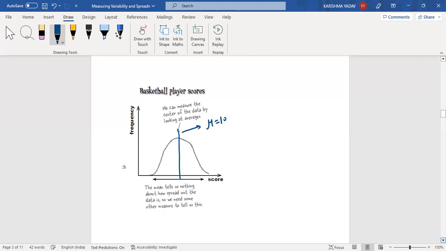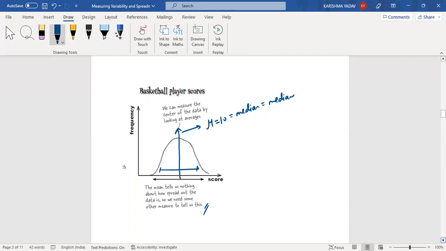That is, we are talking about mean, median, mode. All three of them are equal to 10. They have the same center of the data. Now, the mean tells us nothing about how spread out the data is. So we need some measure to tell us this. The mean is only saying where the center of the data lies. It doesn't tell us how spread the data is.